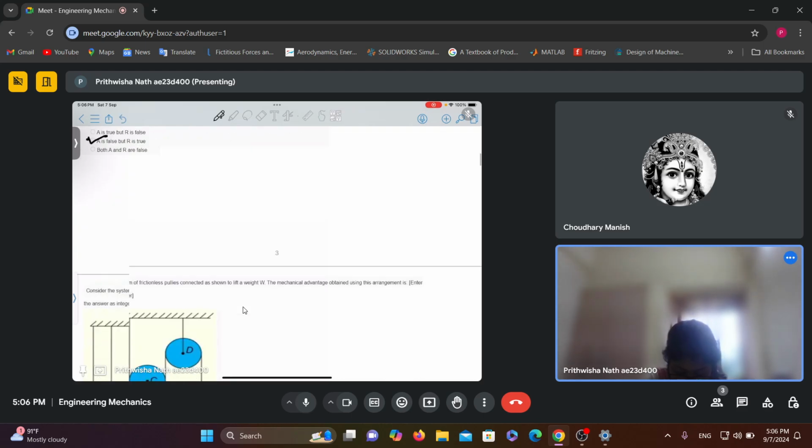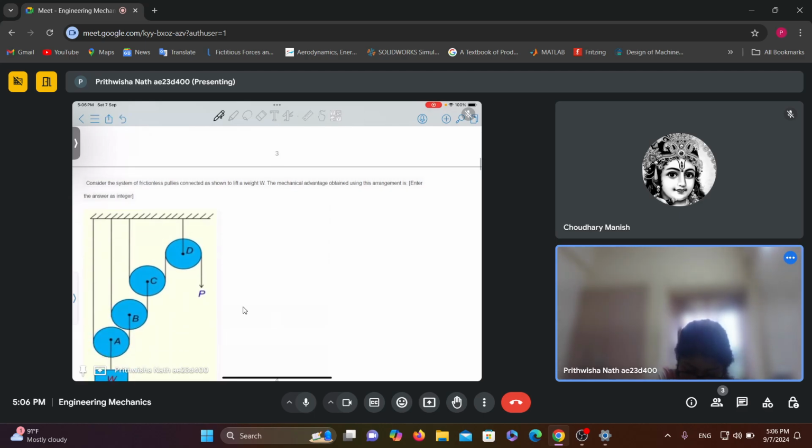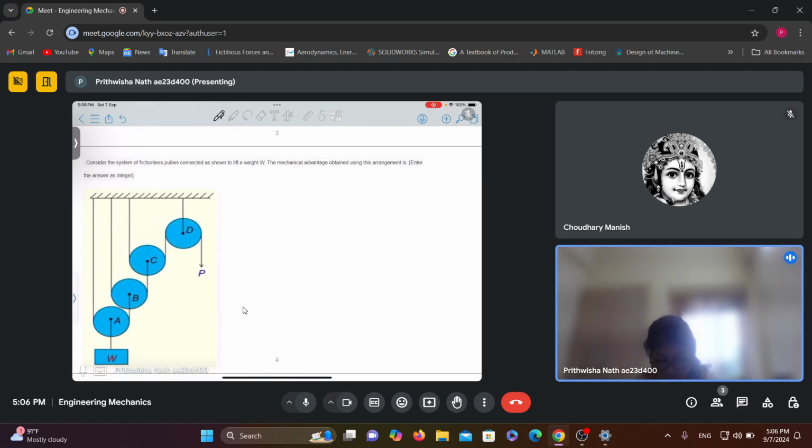Okay, so we will solve the next problem then. Consider the system of frictionless pulleys connected as shown to lift a weight W. You need to find the mechanical advantage obtained using this arrangement. So can you try working out this problem? There are 4 pulleys. You need to find the mechanical advantage of the system.